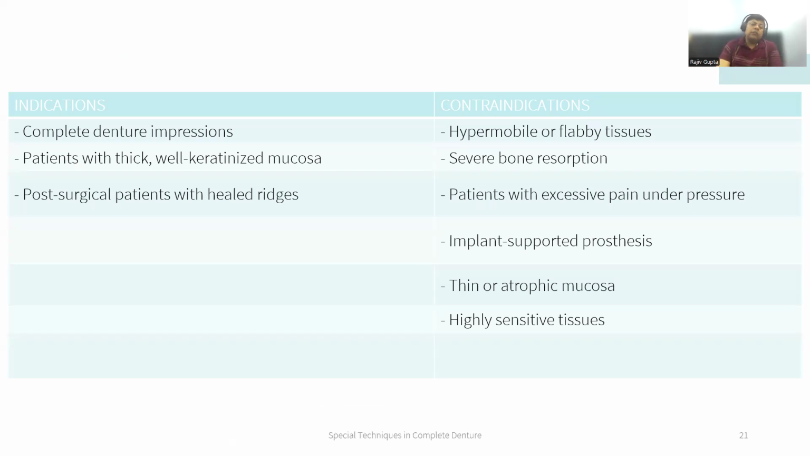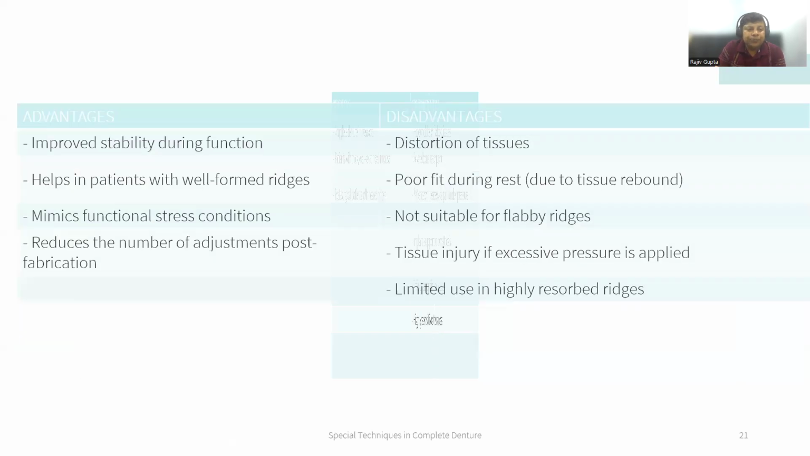The indications of this particular impression technique are when we have a thick, well-keratinized mucosa and also when we have healed ridges. Contraindication, it should not be used for a hypermobile or flabby tissue, or severe bone resorption cases, because it will lead to an unnecessary tissue rebound. If we are putting too much pressure on a flabby tissue, then when the patient is in a relaxed form, that flabby tissue will rebound and will lead to the loss of retention and stability of the denture. So all these conditions are contraindicated for this particular impression technique.